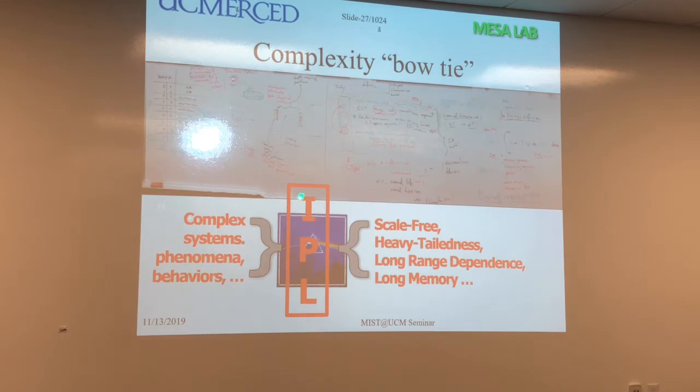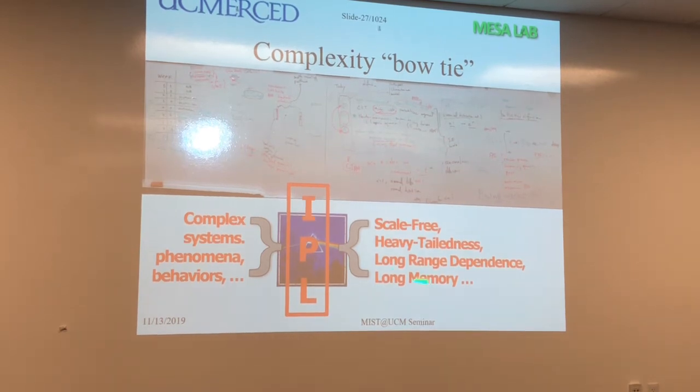And so we see in the macroscopic level, we always see those behaviors. Oh, I got a scale-free phenomenon. Oh, I got a heavy tail, I got long-range dependence, long memory, and so on and so forth. But all these things are just because of something behind it. It's called inverse power law.